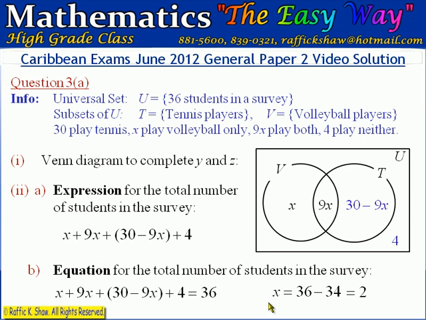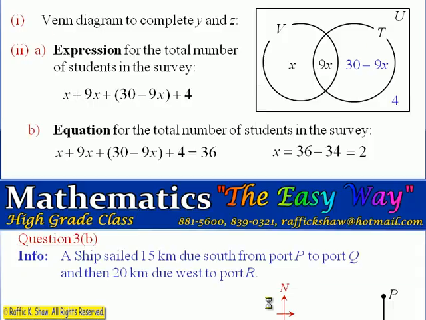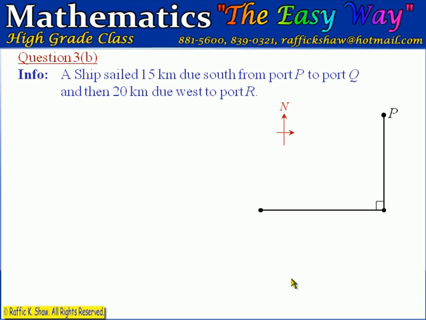Let's look at question 3b. On question 3b, we are told of the journey of a ship that started at a port P and traveled 15 kilometers due south to a port Q, and then it continued 20 kilometers due west to a port R, and we are given this diagram to complete.